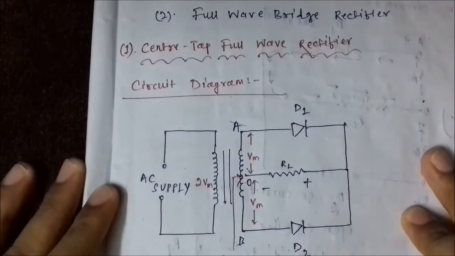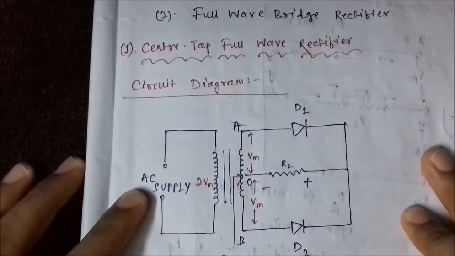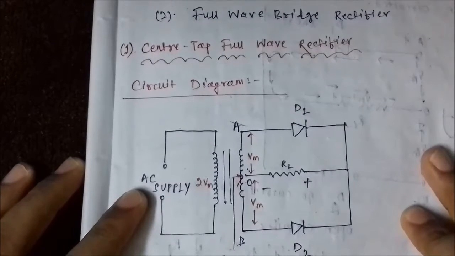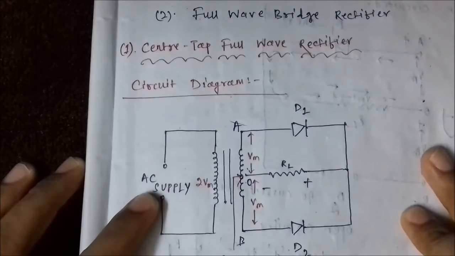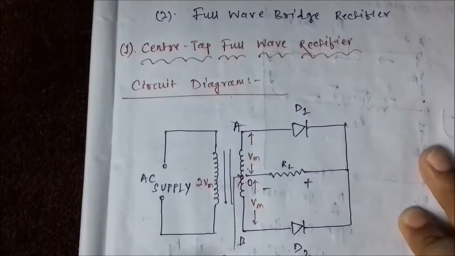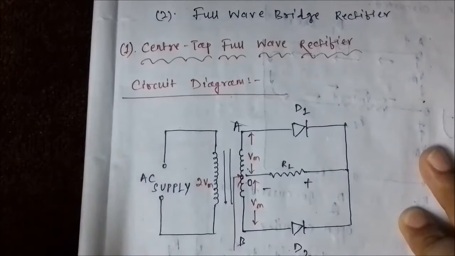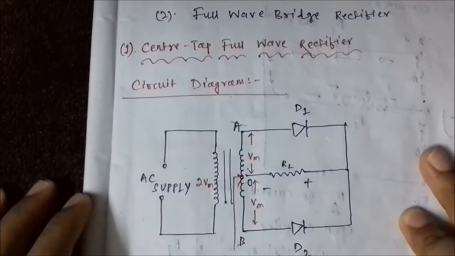This is the circuit diagram of the center tap full wave rectifier. Now, as you see, similar to the half wave rectifier, it also has an AC supply, which is the fundamental requirement, which is to be converted into DC. This is connected to the two ends of the primary winding of the step up or step down transformer as per the requirements.